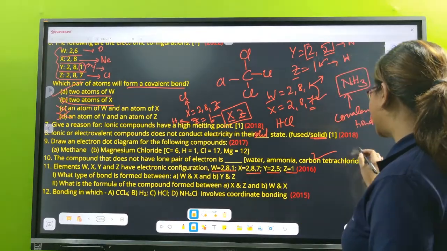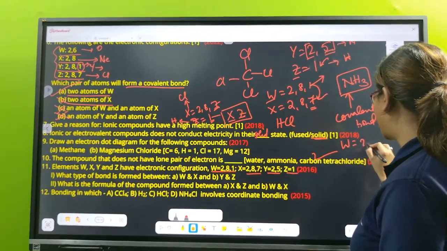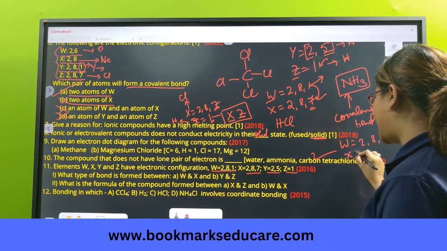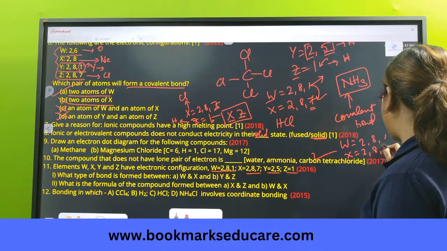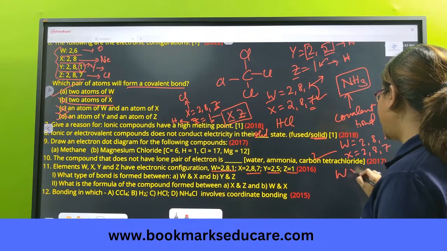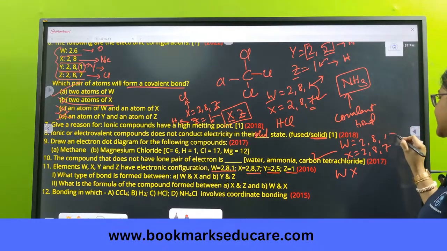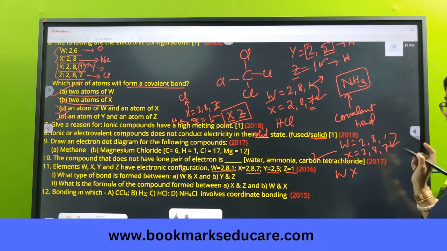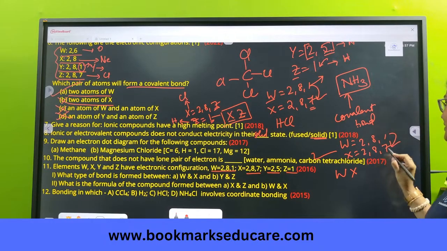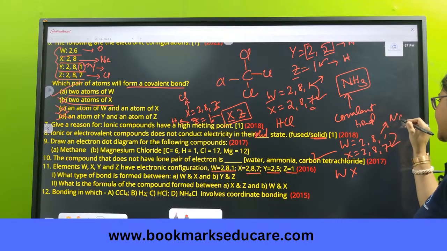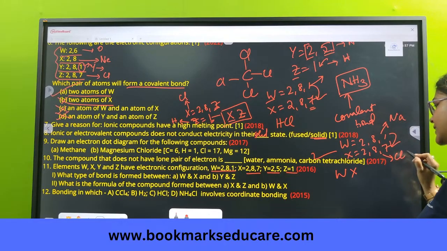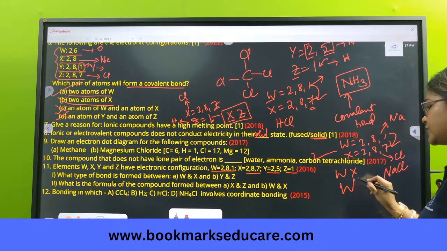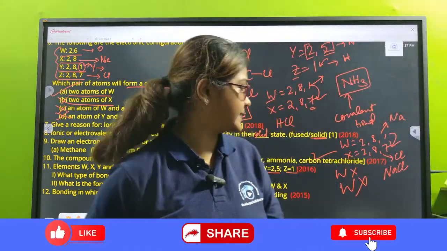W and X: W is 2, 8, 1 and X is 2, 8, 7. So this will also be WX, because this will give up one electron and this will take one electron. So this is nothing but sodium, and this is nothing but chlorine. So Na forms NaCl. So this will also be WX. Clear?